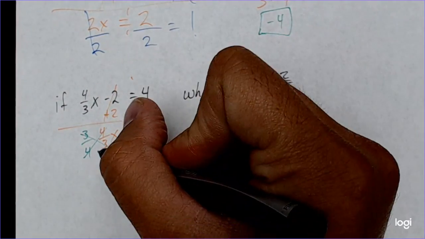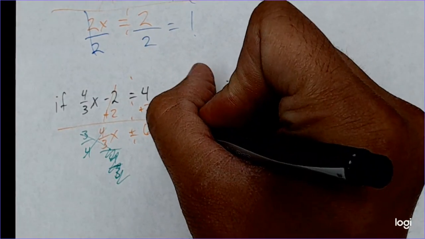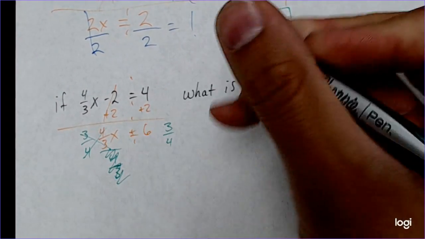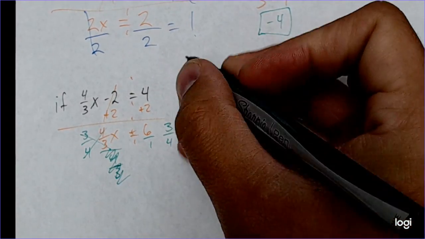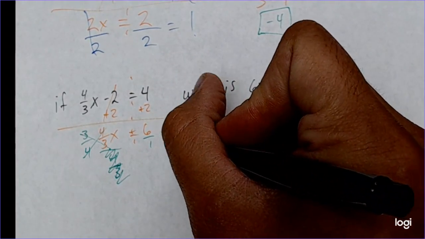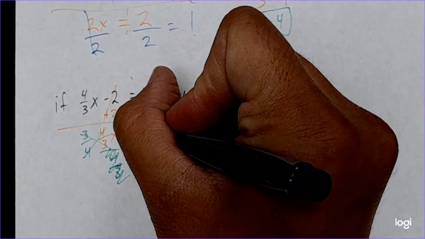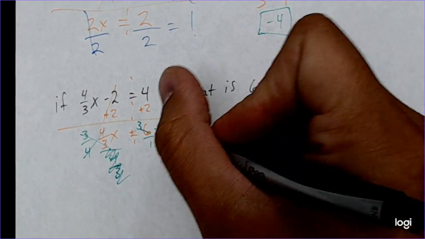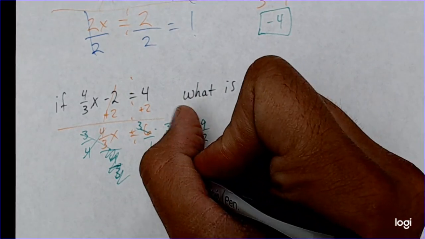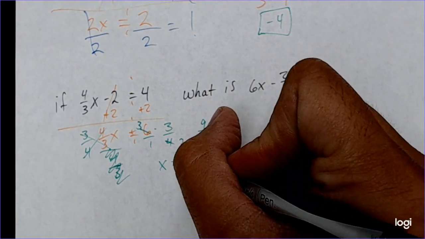If I multiply by 3/4 on the left side, I can multiply by 3/4 on the right side. So 6 now becomes 6 over 1. I can cancel before I multiply. 2 goes into 4 2 times. 2 goes into 6 3 times. 3 times 3 gives me 9. 1 times 2 gives me 2. So x is equal to 9/2.